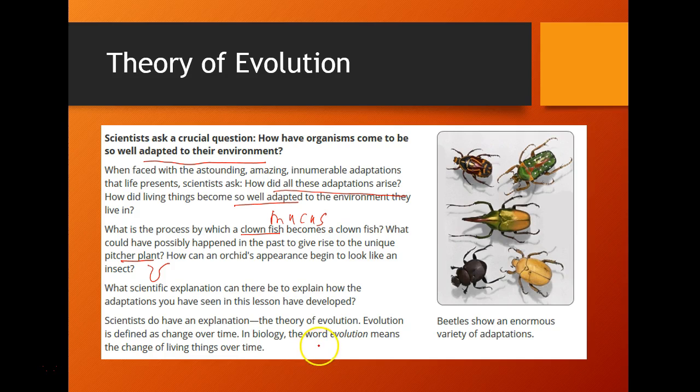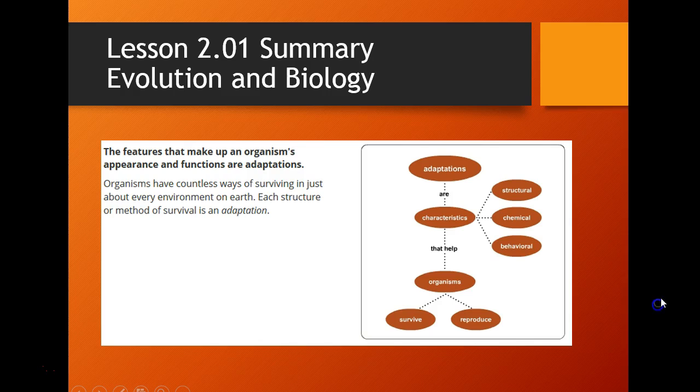And so scientists have come up with an explanation called the theory of evolution. Evolution, as a broad definition, is the change over time. But in biology, we specifically look at the change of living things over time. And that's going to be our focus for this unit.